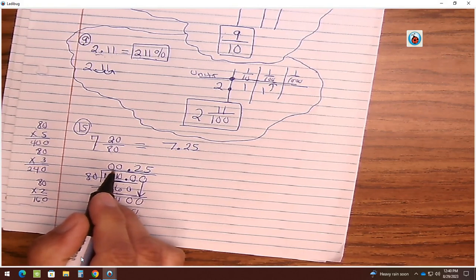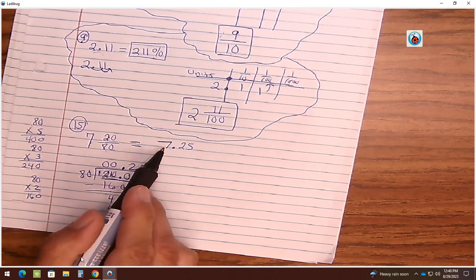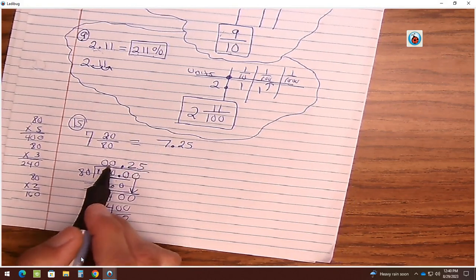You see these zeros? These zeros are replaced by 7 units because we already had 7 wholes.